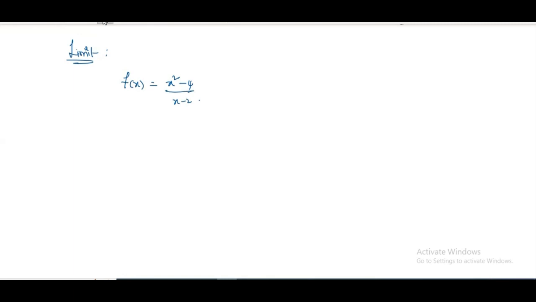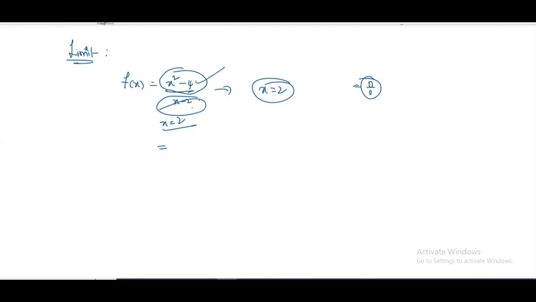Generally, this function is not defined when x is equal to 2, right? If I substitute x equal to 2 in this function, the denominator becomes 0 and the numerator also becomes 0, which is the 0 by 0 form. A finite value by 0 is infinity, not defined, but here clearly it is 0 by 0, which is an indeterminate form.